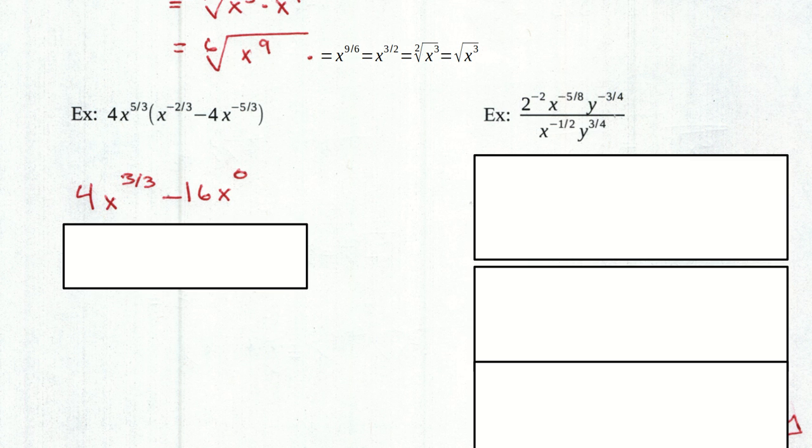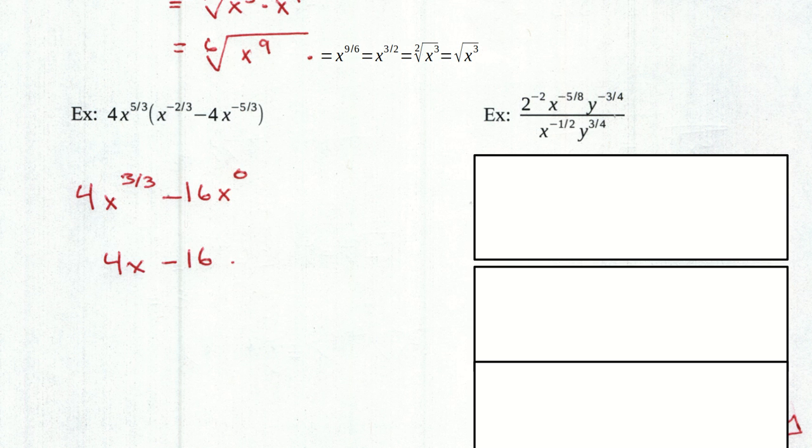And x to the 0, well, anything other than 0 to the 0th power is 1. So that's just going to give us that negative 16 for the second term. So this simplifies really nicely. No negative exponents, no fractional exponents. And of course, I chose the example to illustrate that sometimes these kind of collapse in on themselves.